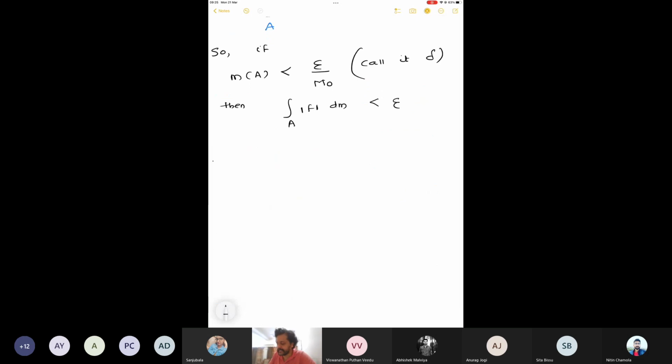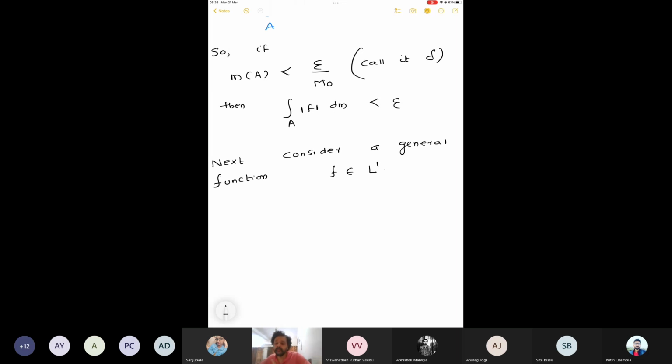Now, next consider the non-trivial case. Next consider the general function, a general function f in L1. I don't know whether it is bounded or not. f in L1.